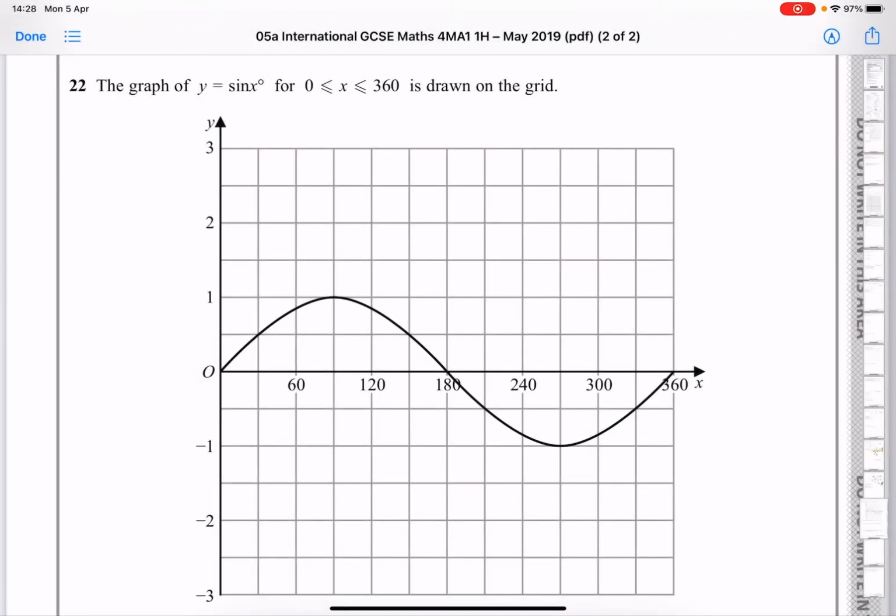Right, question 22 from the May 2019 paper 1 for the International GCSE. This question is a properly complicated one, but there are little techniques that you can use. It's not actually difficult, it's complicated. Let me go through what I mean.